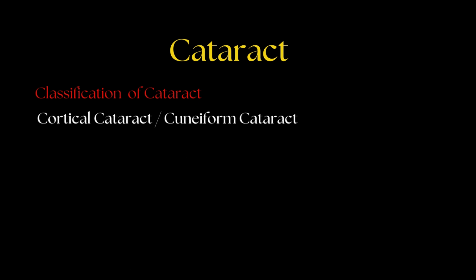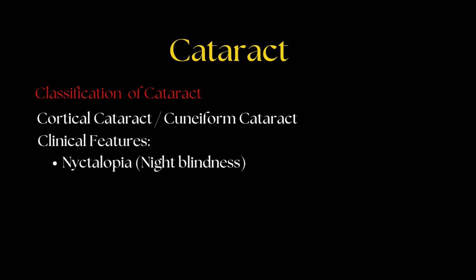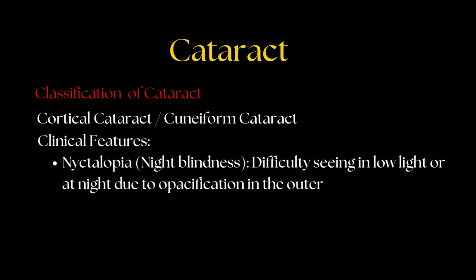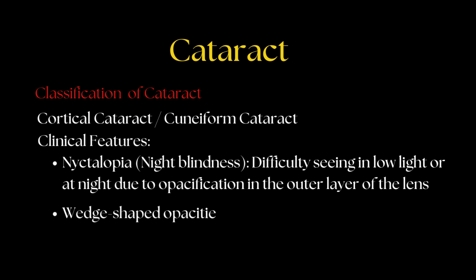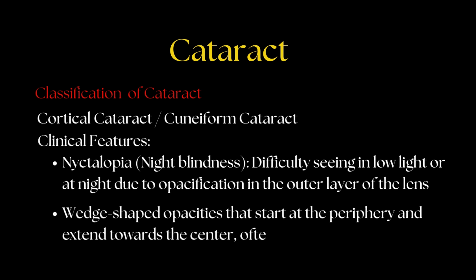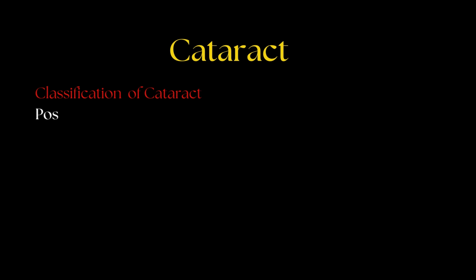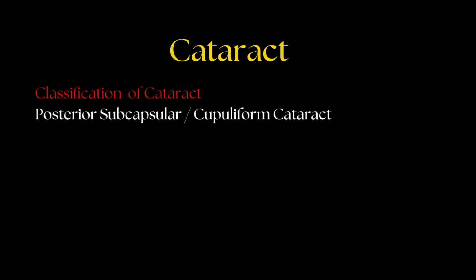Cortical cataracts, also known as cuneiform cataracts, present with distinct clinical features. One notable symptom is nyctalopia, or night blindness, which occurs due to opacification in the outer layer of the lens, making it difficult to see in low light. Cuneiform cataracts are characterized by wedge-shaped opacities that begin at the lens periphery and extend toward the center, often creating a spoke-like appearance.